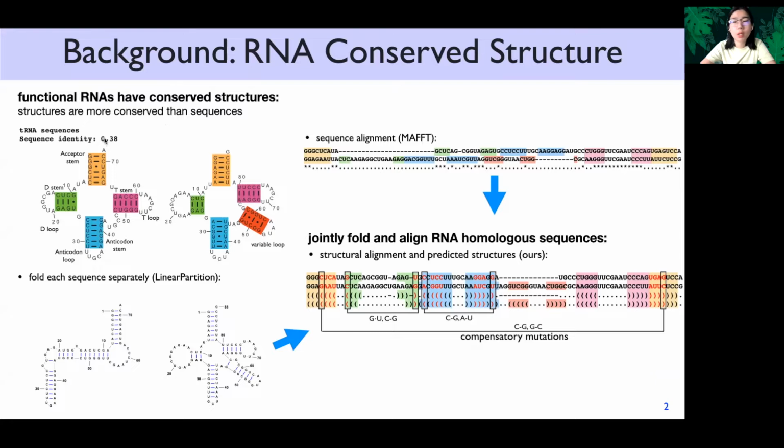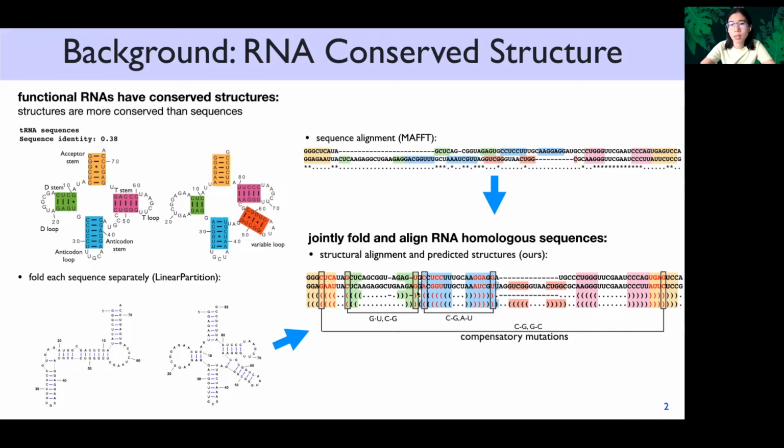It's only about 0.4. If we use an algorithm to fold these two sequences separately, we get totally different structures compared to the conserved structure. And if we align these two sequences without considering any structure information, we get a poor alignment due to the low sequence identity. The colors correspond to stems, but the stems are not aligned very well. To solve those issues, we need an algorithm to jointly fold and align our homologous sequences.